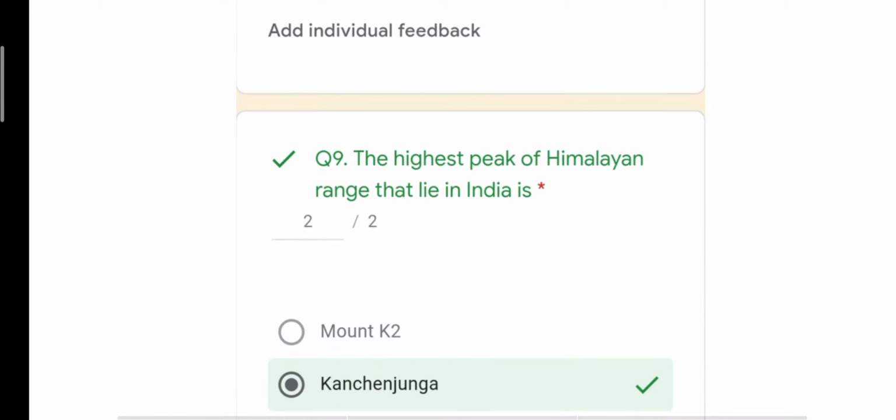Now the next question, question 9. The highest peak of Himalayan range that lie in India. So children, the highest peak of Himalayan range in India is Kanchenjunga. Mount K2 is the second highest peak of Himalayas, but it is located on the China and Pakistan border. It is not in India, so the correct answer is Kanchenjunga.